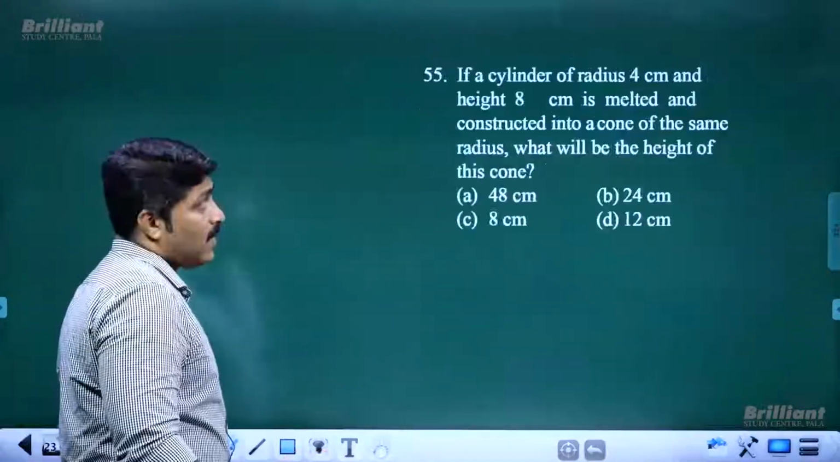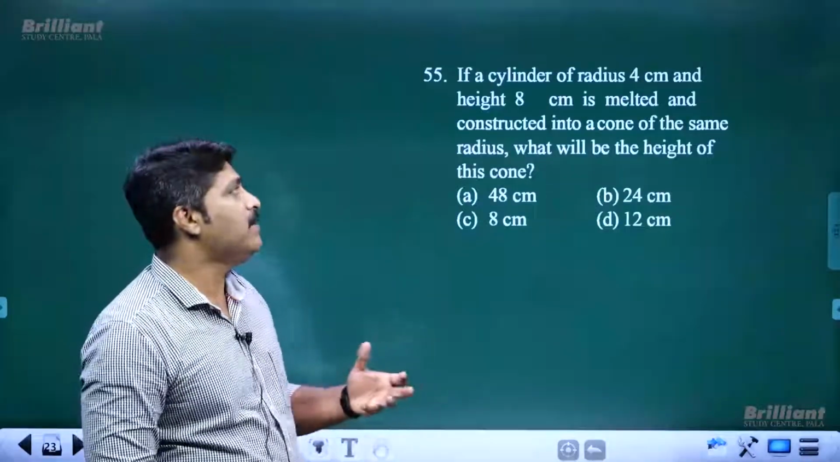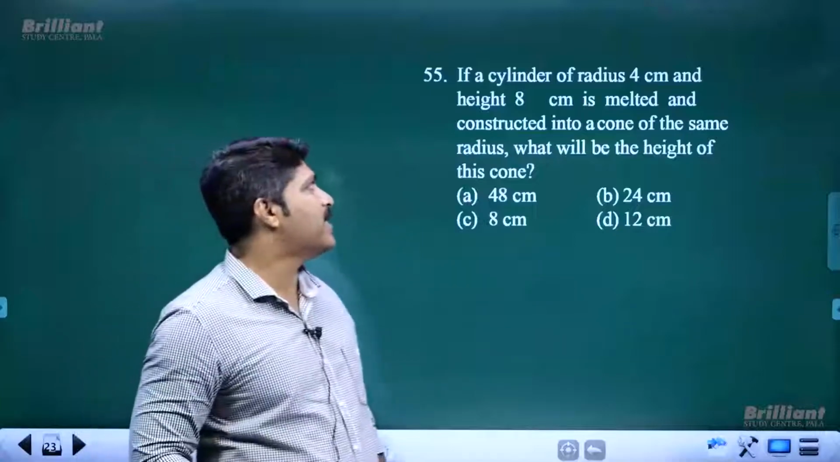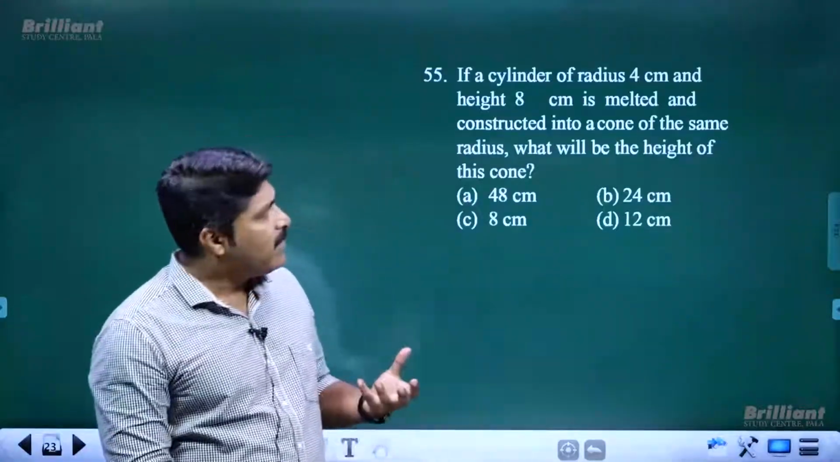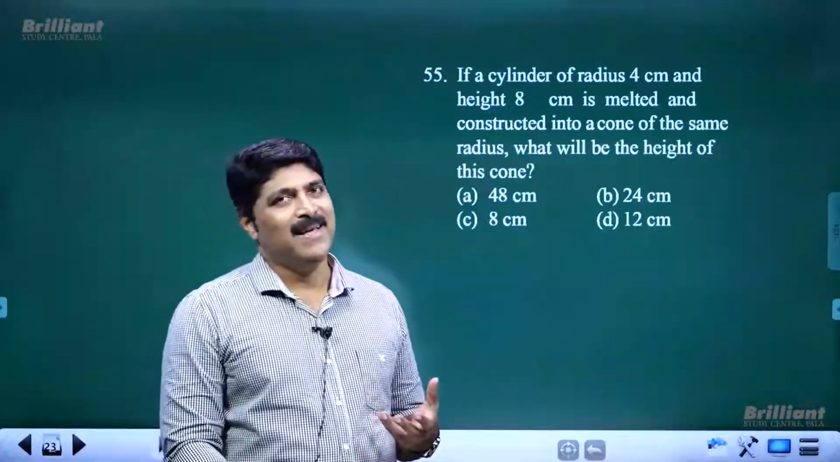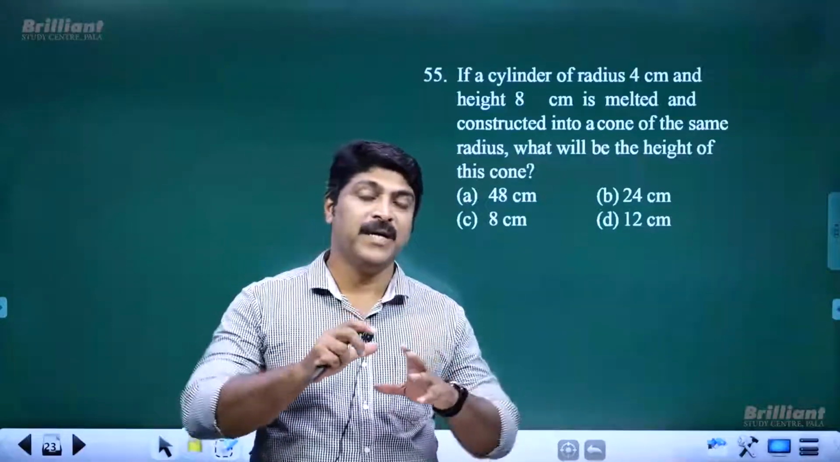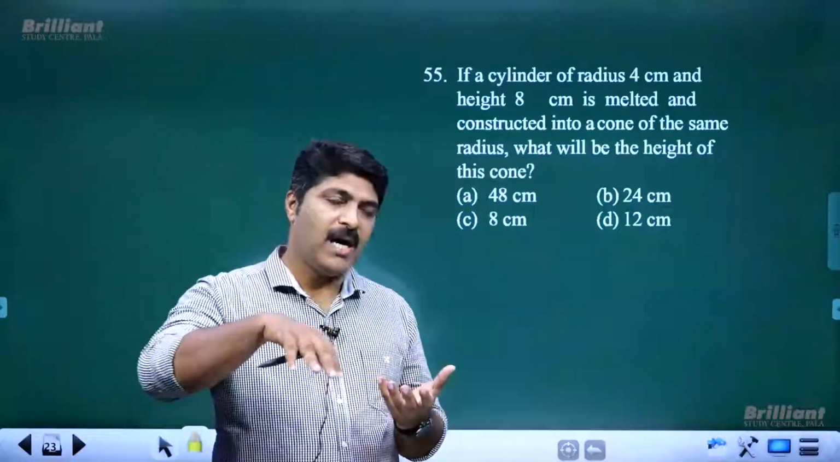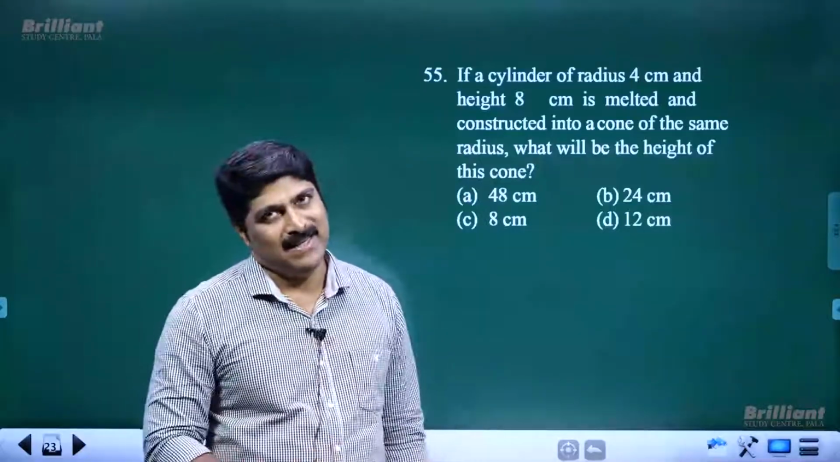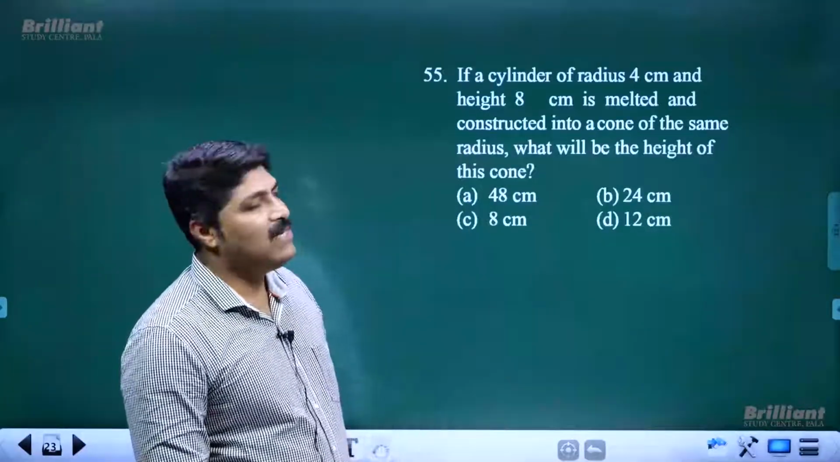Clear? If a cylinder of radius 4 centimeter and height 8 centimeter is melted and constructed into a cone of the same radius. So it's a simple question because we are going to frame another cone which has the same radius as the cylinder. So then what will be the height of this cone?